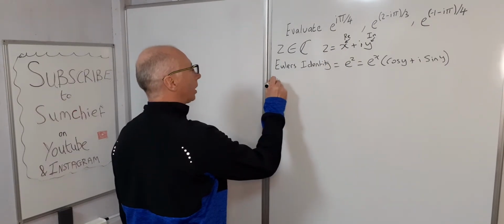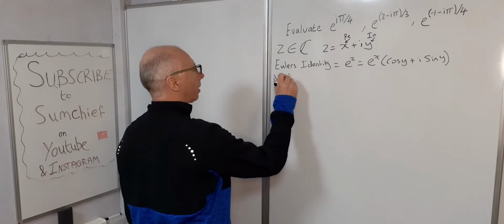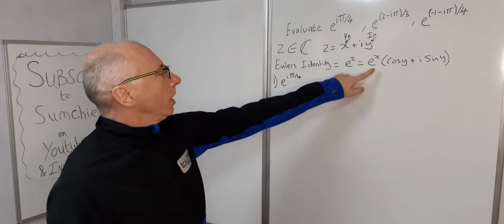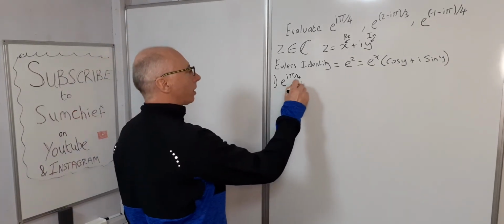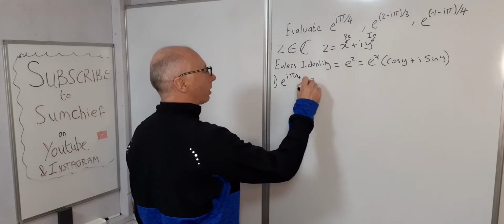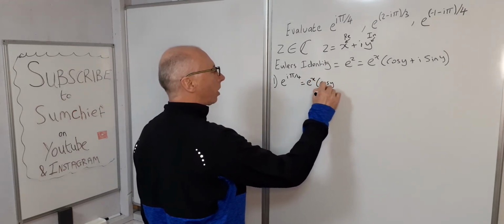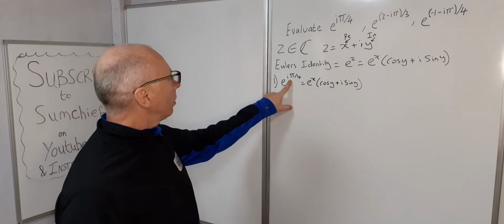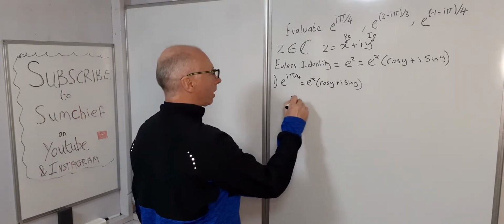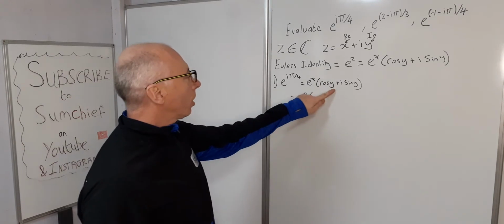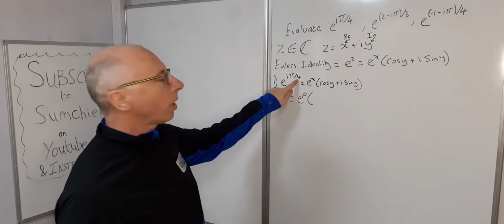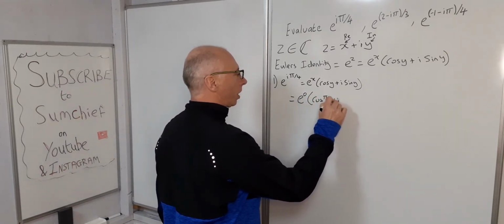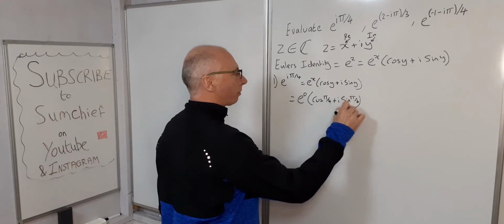So let's write that down first. So first one, e to the i pi over 4. So write down the identity, e to the x, so that equals e to the x cosine y plus i sine of y. X is the real part. Well, in this one there's no real part. So what we say is it's e to the 0. And then cosine of y, the imaginary part, is i pi over 4. So that's pi over 4. So cosine pi over 4 plus i sine pi over 4.